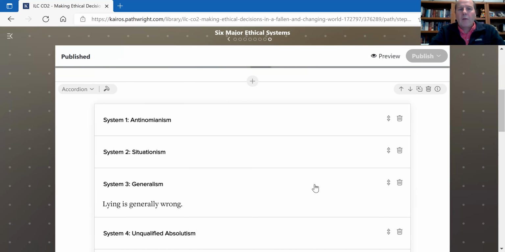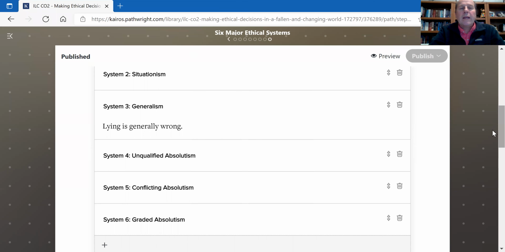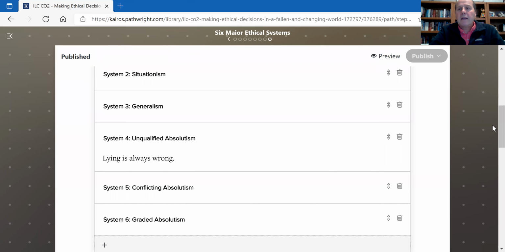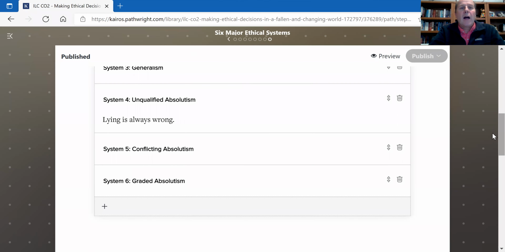Then there's a third one, which is the idea of generalism. And they would say, look, we get it. Lying is generally wrong, but there are going to be times where you need to lie because it's going to benefit the greatest good or the greatest number over the long period of time. That's the utilitarian argument again. The fourth one, and this is the Betsy one, is unqualified absolutism, which says lying is always wrong, and that God will provide a way for you not to have to lie and to accomplish what he wants to do.